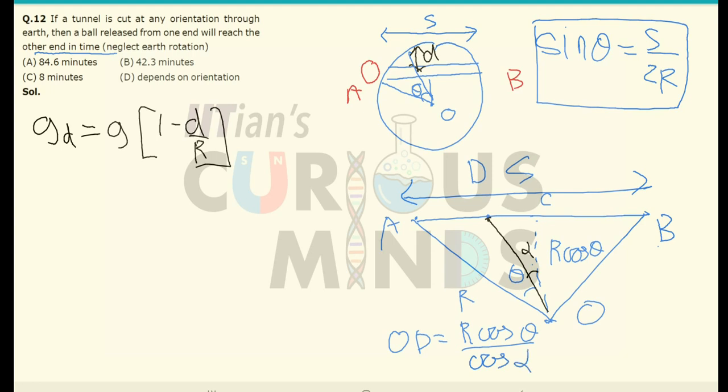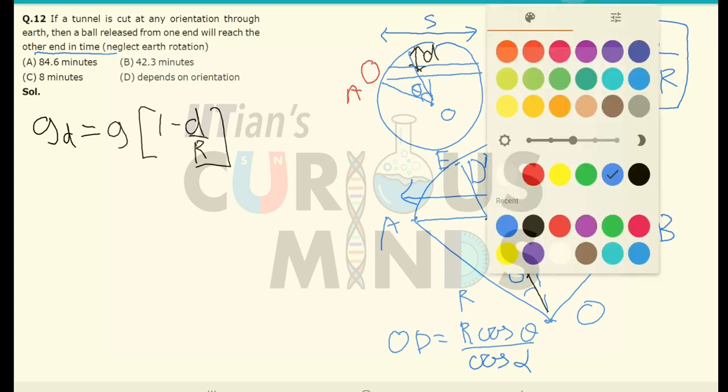This is nothing but, if I extend it along the circumference, R minus d. Let this point be E, so OE minus ED, which is R minus d, will be equal to R cos theta by cos alpha.